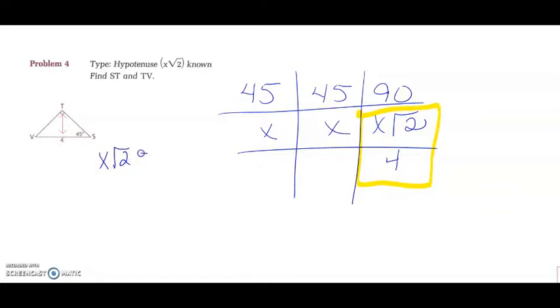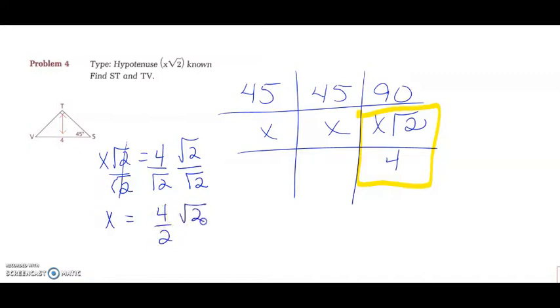So if x root 2 equals 4, we need to divide both sides by the square root of 2, then rationalize that denominator. So now we have x equals 4 over 2 times the square root of 2, and that reduces, so we have x is 2 root 2.